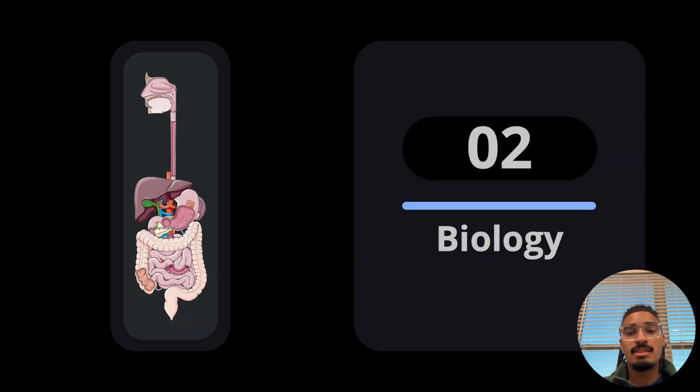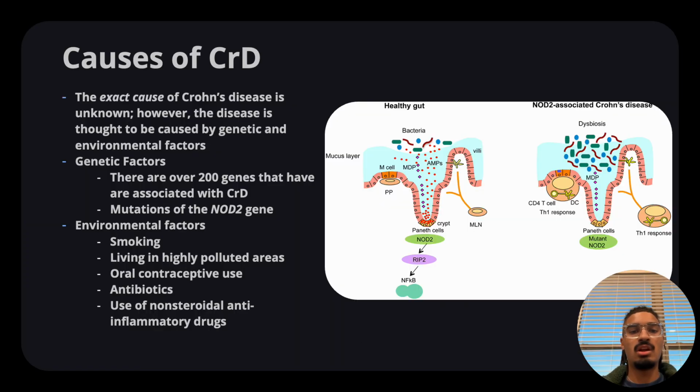Next, I wanted to get into the biology of the disease. So the actual cause of Crohn's disease isn't exactly known. However, there are believed to be genetic factors and environmental factors that can lead to the development and progression of the disease over time. For instance, there have been over 200 genes found to be associated with Crohn's disease, most notably a mutation of the NOD2 gene, which is an intracellular pathogen recognition receptor.